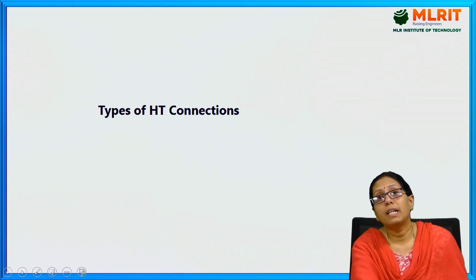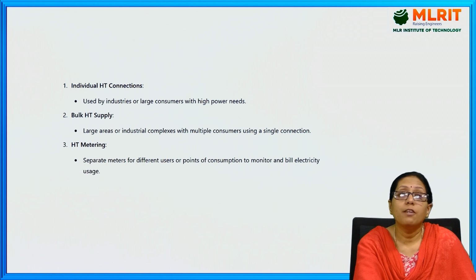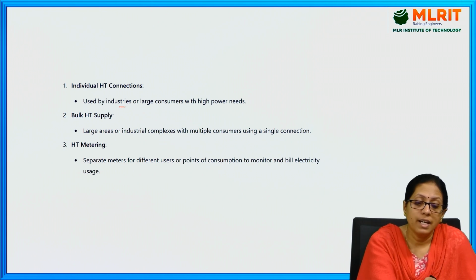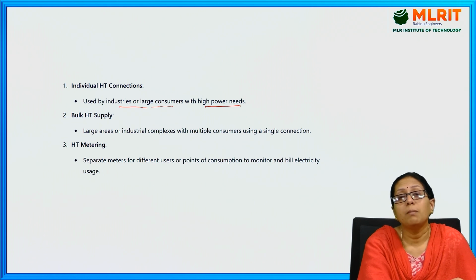What are the different types of HT connections? Here you can see three different types of HT connections. The first one is individual HT connection, which is mostly used for industries or large consumers with high power needs. That means the consumption is more as well as the voltage required is also more for this particular connection.